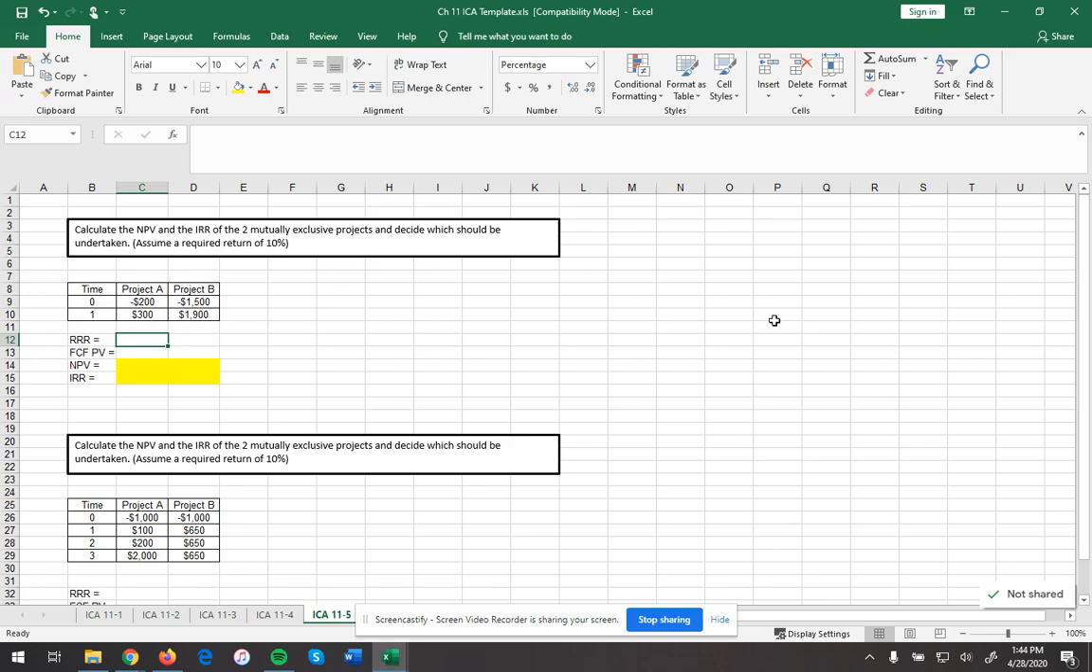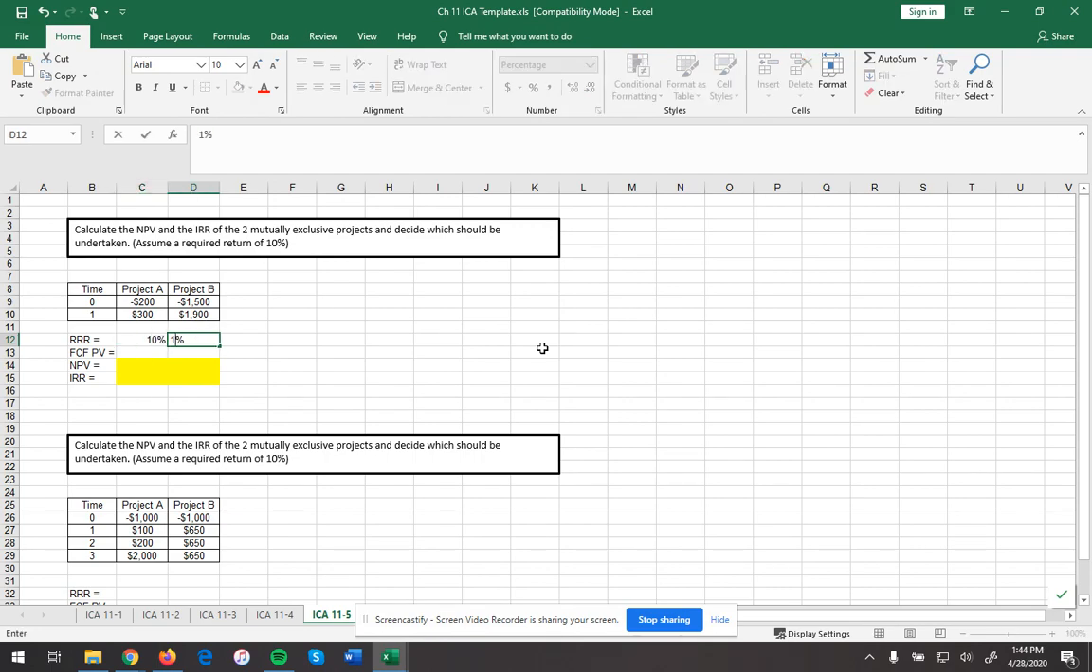All right, finance students, let's look at ICA 11.5. Now we're going to look at mutually exclusive projects and decisions based on disagreements between IRR and NPV. Okay, so we might have these two projects, just one-year projects, just simple ones. And it says, okay, you have a required return of 10%, which should be undertaken. So let's work through the same thing that we did in 11.4.